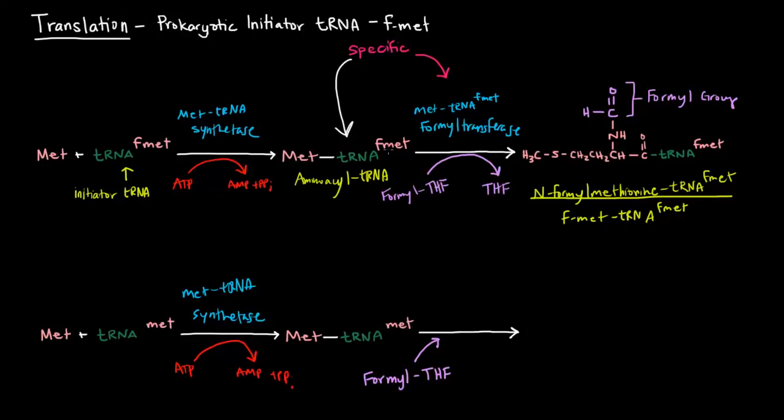Now this is different because this is not for a formylated methionine, right? This up here was for a formylated methionine. Here we're only dealing with a regular methionine. So if we bring in a formyl group attached to a THF, and we bring this enzyme here, we're actually not going to have a reaction. There will be no reaction, because this enzyme is specific to acting on this tRNA. If this tRNA is not present, it will not work.